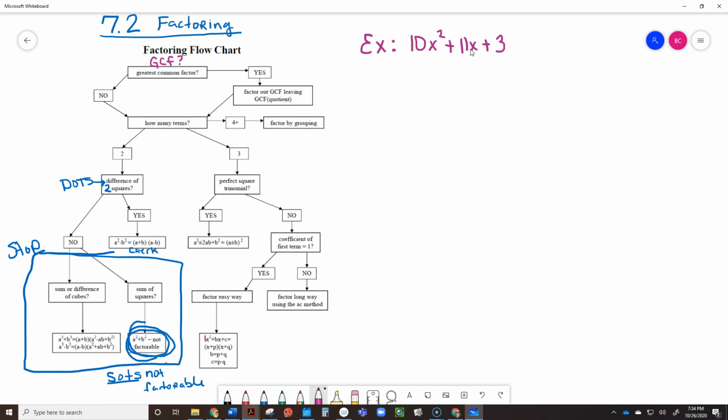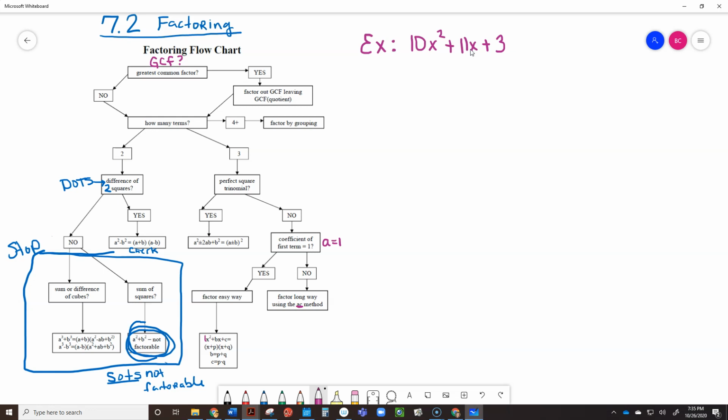Is this a perfect square trinomial? No. 3 is not a perfect square, neither is 10. Is the leading coefficient, or the coefficient of the squared term, 1? Does A equal 1? That's really the way I would rather have that read, either the leading coefficient or A. Is it 1? The answer is no. Then it says factor the long way using the AC method.